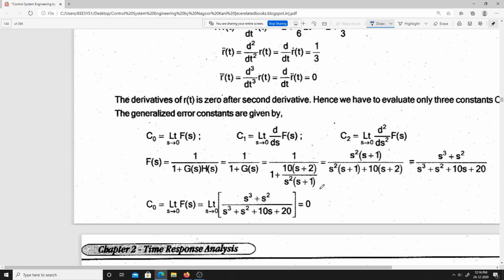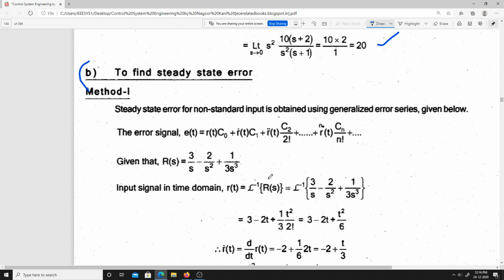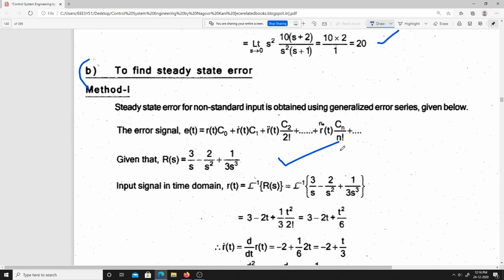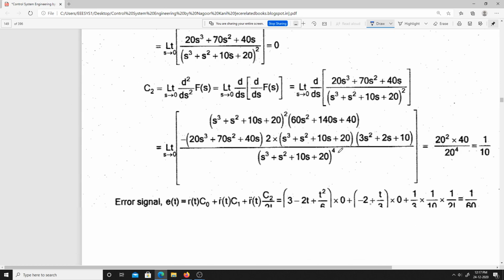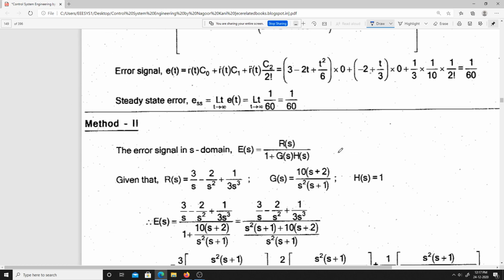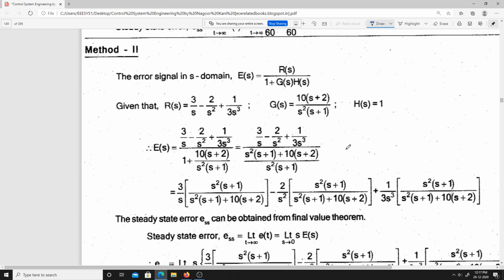In the next class, after completing the generalized error series, we'll come back to this particular problem. For now, we won't discuss that. We'll go to the next topic, or else this can be done by another method. We will just work this problem with one more method.